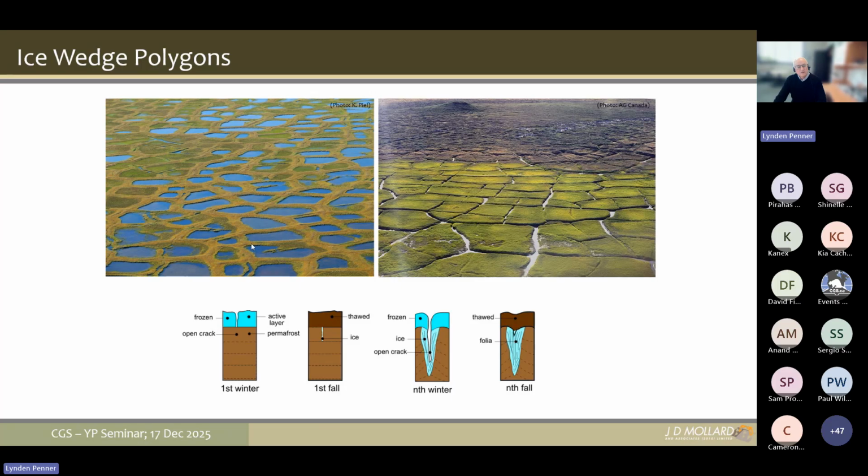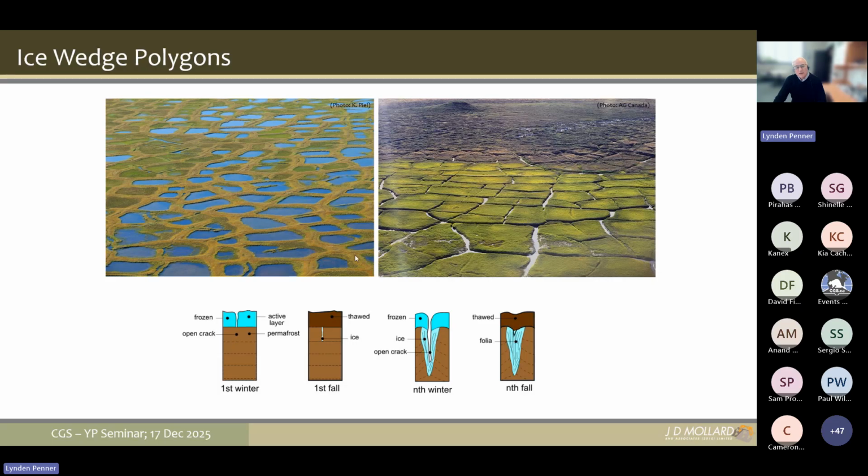In some cases where there's ice present in the ice wedges, they are positive features, and there are depressions in the middle of the polygon. In other cases, where the ice within the ice wedge polygons is thawing, the zone where the ice wedge was becomes a negative feature and the center is positive.